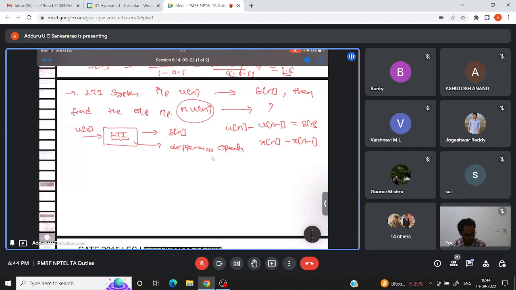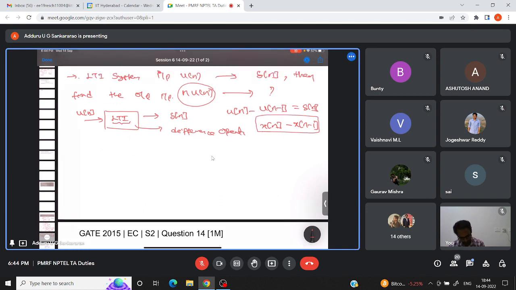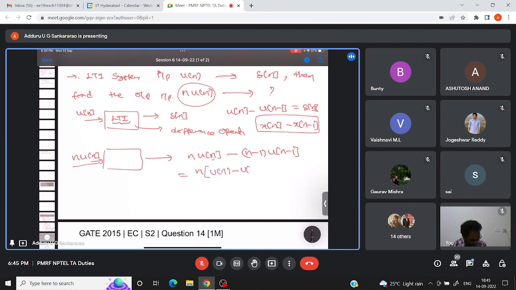Okay, so it is doing difference operation. Now when we give n u of n as input, what output do we get? The difference operation, x of n minus x of n minus 1. So x of n is n u of n minus n minus 1 times u of n minus 1. So when input is n u of n, the same difference operation. We need to simplify this, that's it. So n, if you take common, u of n minus u of n minus 1, plus u of n minus 1.